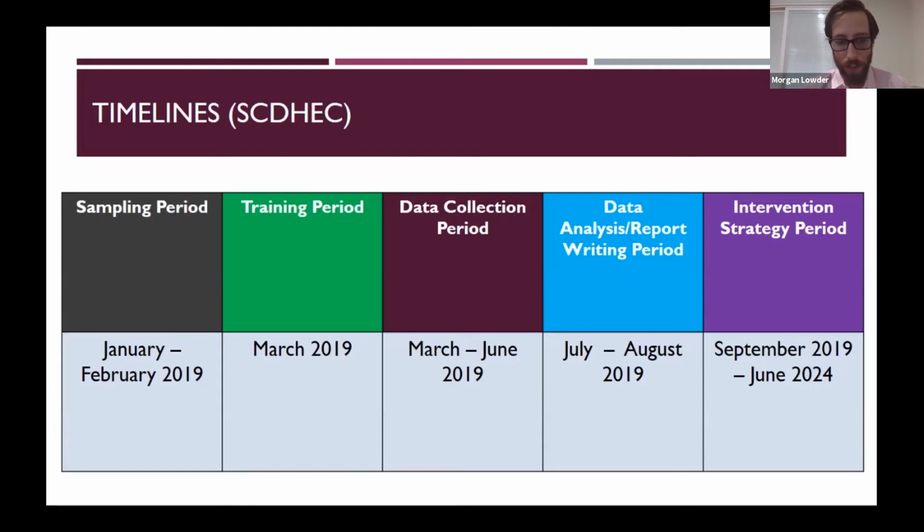So South Carolina's timeline: we spent a couple months, January to February at the beginning of 2019, as our sampling phase. That was followed by around a month of training. By the end of that month, we had shifted towards data collection, and that lasted until the end of June. Whenever July started through the end of August, we did our analysis of our findings and wrote the report. And we are currently in our intervention strategy phase, where we're implementing the intervention strategies that we developed after writing the report.